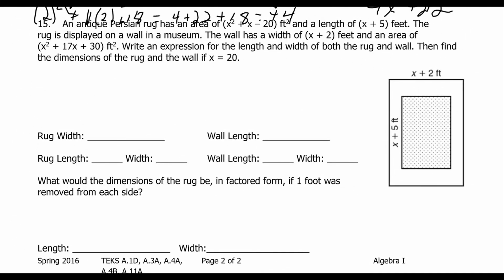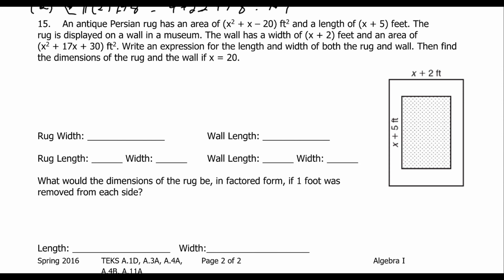All right, move all that out of the way. It says that an antique Persian rug has an area of x squared plus x minus 20 feet squared and a length of x plus 5 feet. The rug is displayed on a wall in a museum. The wall has a width of x plus 2 feet and an area of x squared plus 17x plus 30 feet squared. Write an expression for the length and width of both the rug and the wall, then find the dimensions of the rug and wall if x is 20.